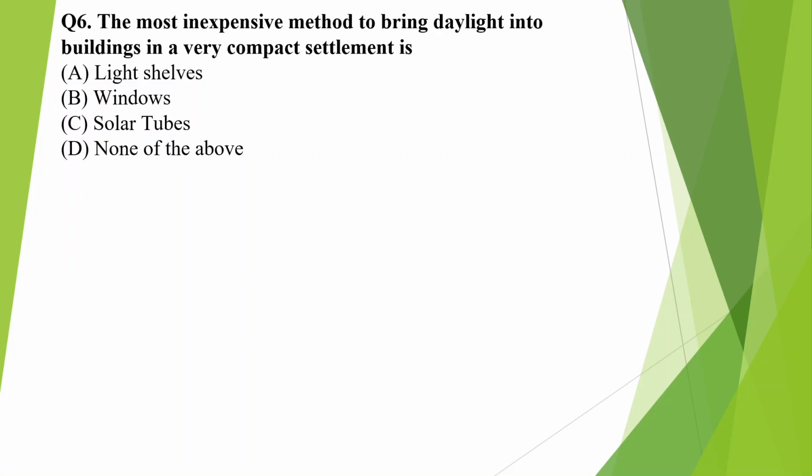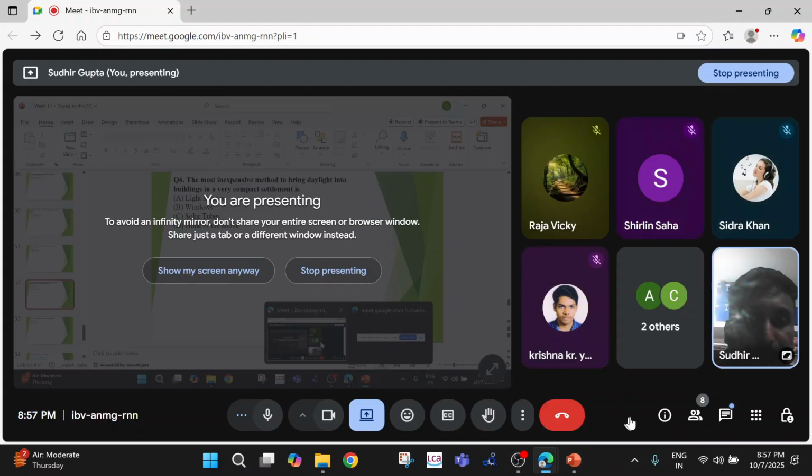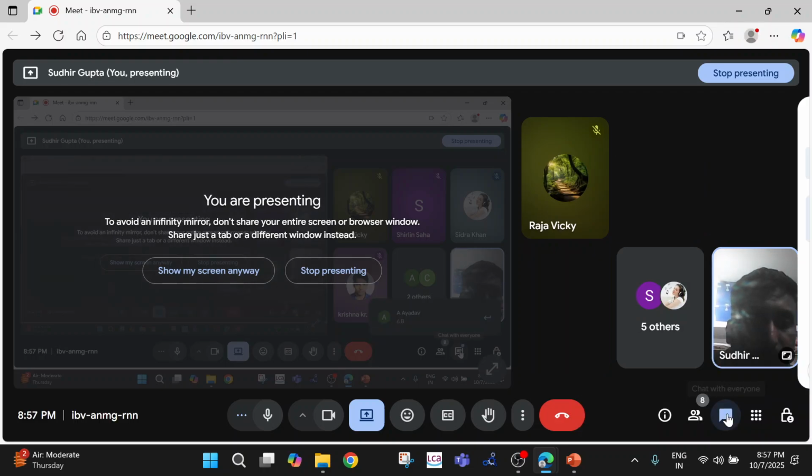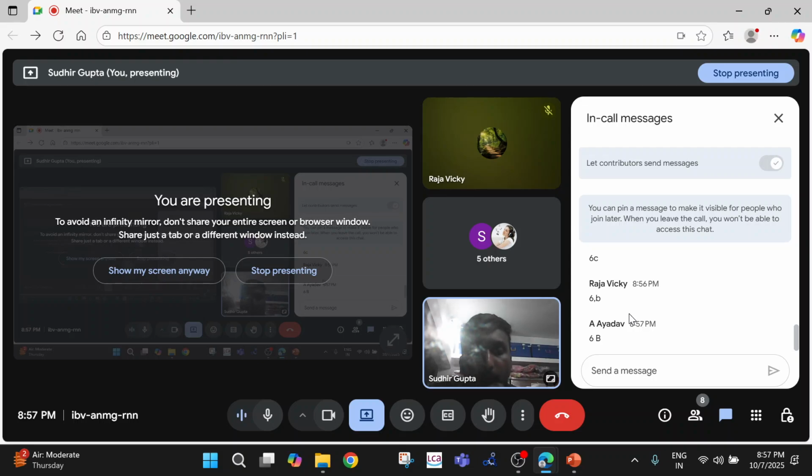Some of you are voting for B and some of you for C. Others, give your vote. All of you give your opinion for this particular question. Yeah, most of you are going for option B. Some of you are going for option C.